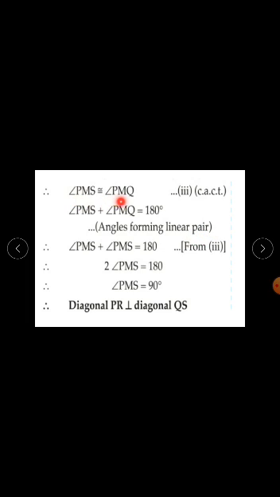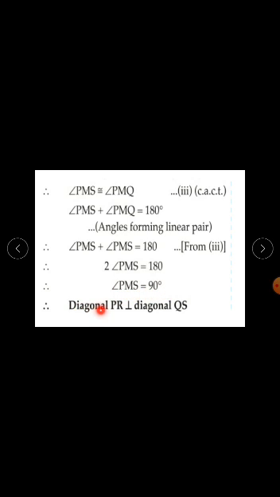But PMS equals PMQ. So for PMQ we can write PMS. So angle PMS plus angle PMS equals 180 degrees, from 3. So angle PMS plus angle PMS is 2 times angle PMS, equal to 180 degrees. Therefore, angle PMS is equal to 180 divided by 2, which is 90 degrees.